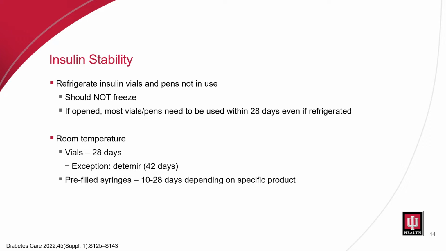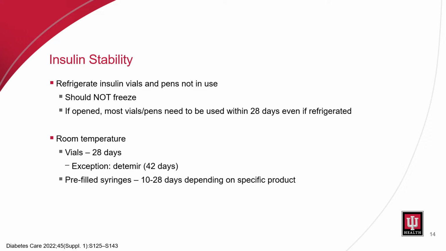If opened, most vials and pens do need to be used within 28 days, even if they are refrigerated. Most insulin products are stable for quite a bit of time outside of the refrigerator at room temperature. Of course, we don't want to leave them in a very warm car, but at room temperature, sitting within the house in an appropriate place, could be longer. So vials, this is typically a 28-day period at room temperature, with the exception of detemir, which can be used within 42 days, so longer time.